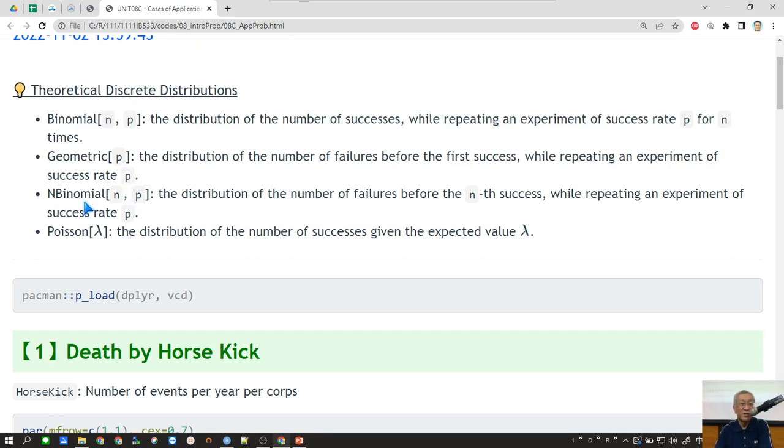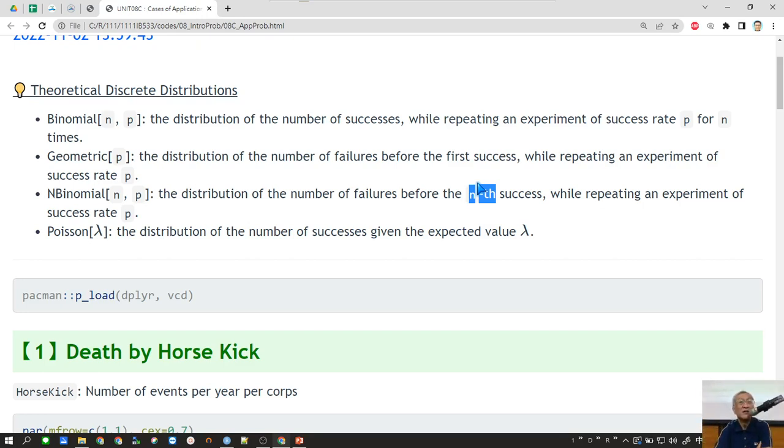And the third thing is called negative binomial. It's actually a generalized geometric. This is the distribution of the number of failures before the nth success. It's not the first success. You repeat until, for example, you have 5 successes. So it is the distribution of the number of failures before you get the 5th success. And again, it can go to infinity.